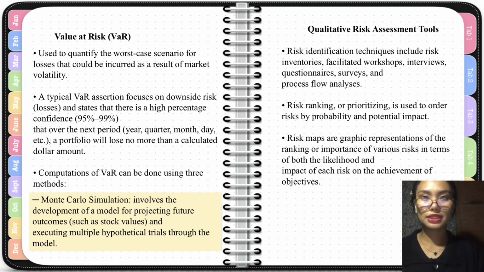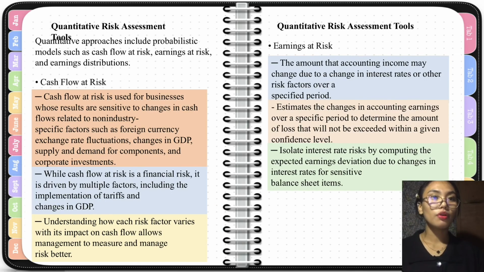Next is the qualitative risk assessment tool. Overall, this means that this assessment tool is used to approach measuring risk on a numerical ranking scale. A quantitative risk assessment tool is also an assessment tool used to understand the exposure of risk to the employees, environment, and the company's assets. In the quantitative risk assessment tool, there is cash flow at risk.